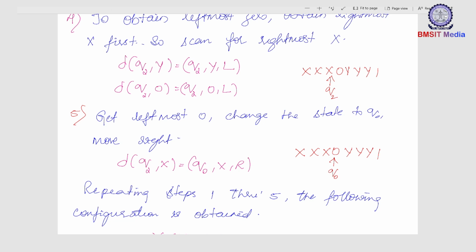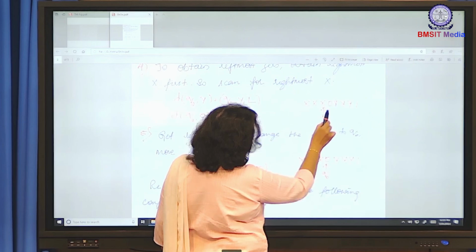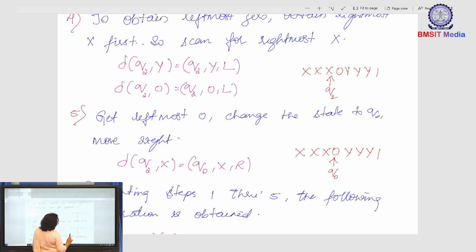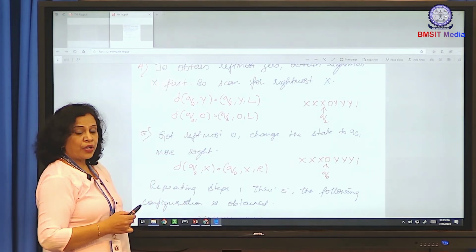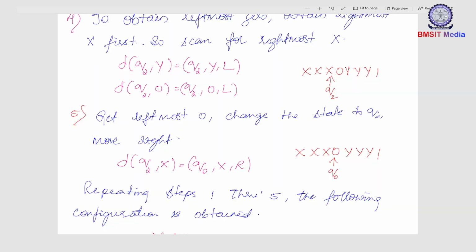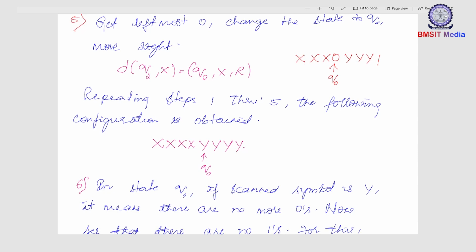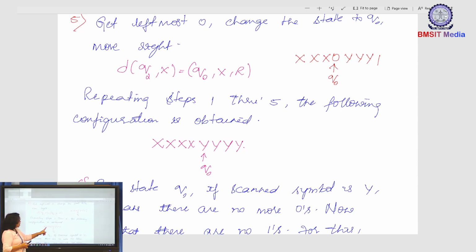Come to right. So, now when I am here in Q2 on x, I come to here, there is a change of state. I am pointing to 0, I am in state Q0. So Q0 on 0 is already defined. We will use the same transitions. Repeating steps 1 through 5, we will get the configuration, that is all x followed by all y.